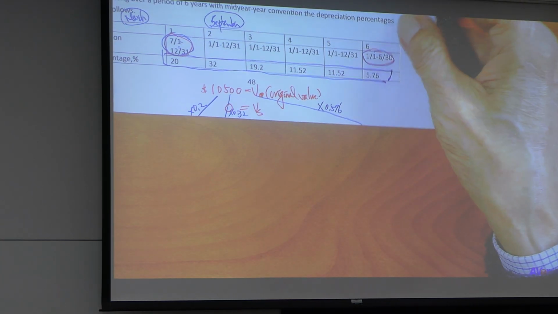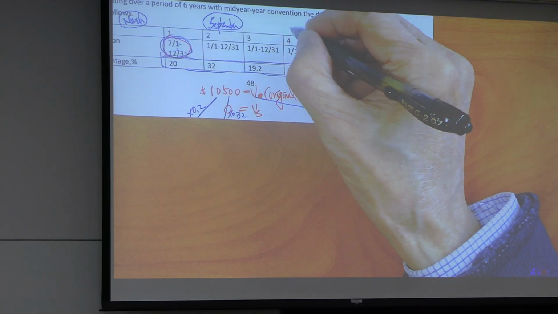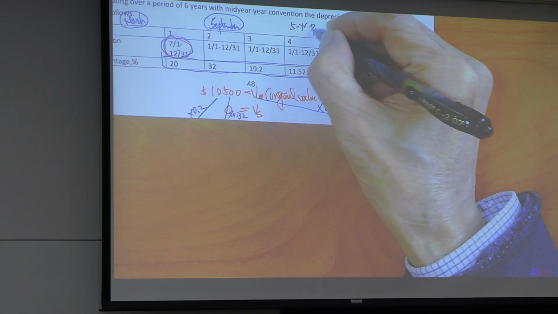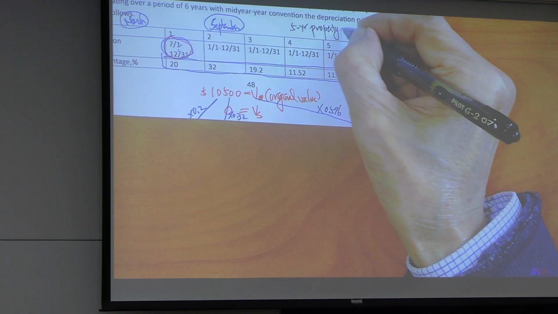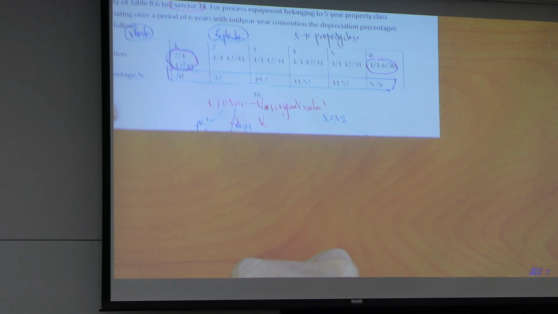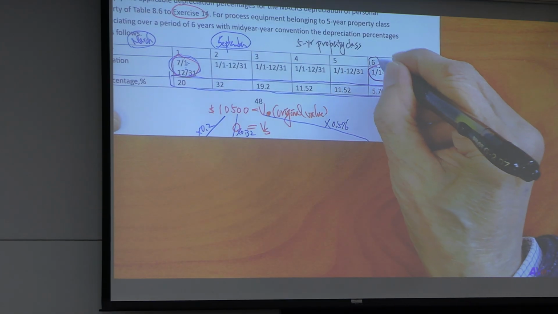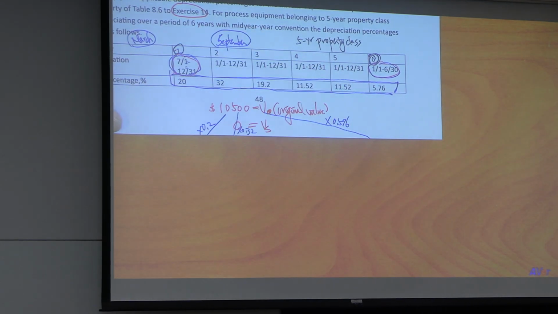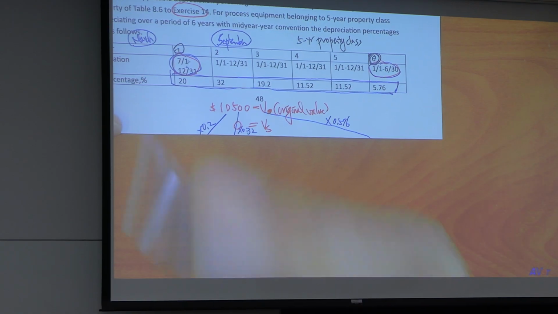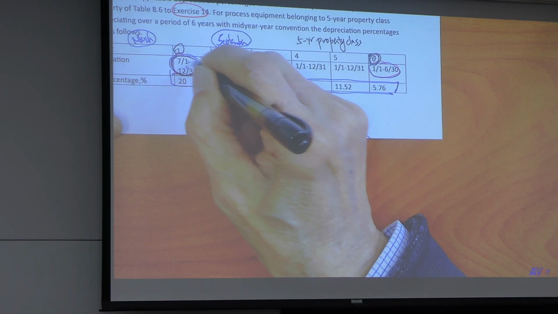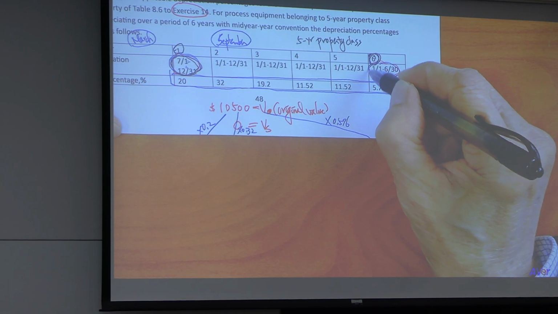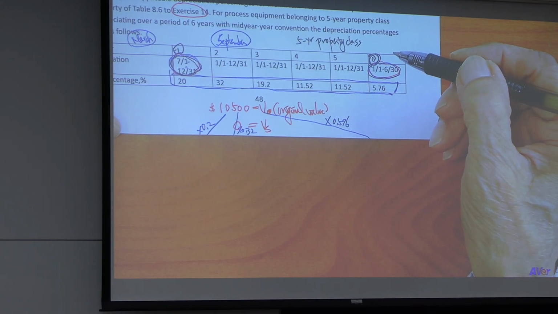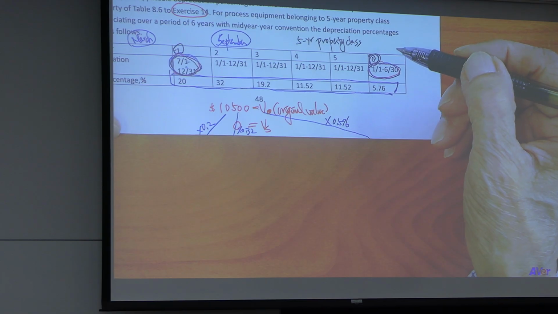For the computer example, computer is 5-year property class. Depreciate over 6 years, 1 year longer. ACRS method always depreciates 1 year longer than the property class. Year 1, July 1 to December 31st. Year 6, January 1st to June 30. And 0 salvage.